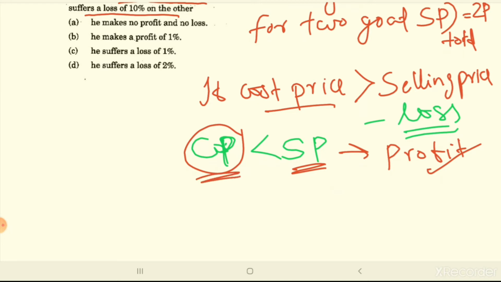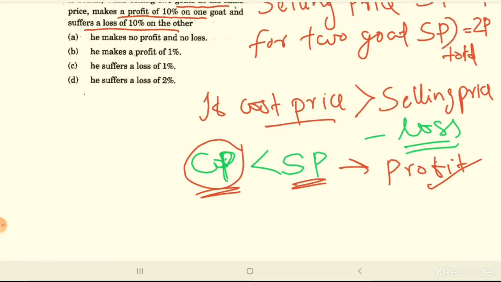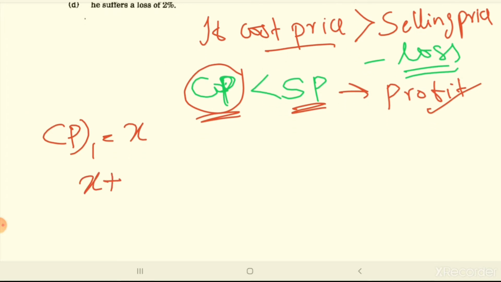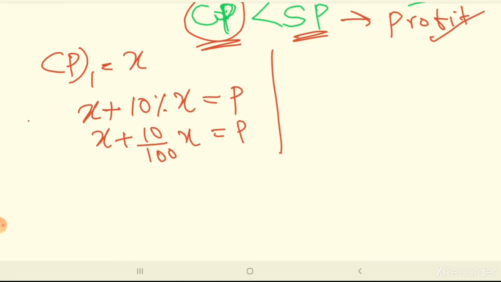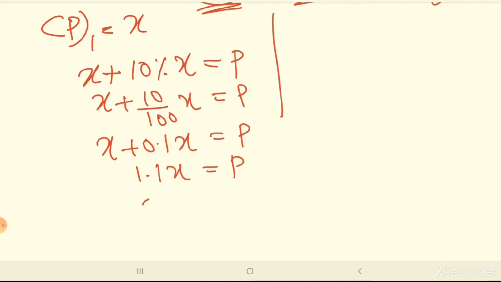So to find the cost price, let us take the cost price of the first goat equal to X. Then adding 10% profit, he sold it for P. This we can write as x plus 10 by 100 x equal to P. Simplifying this we get x plus 0.1x equal to P, 1.1x equal to P. Taking this 1.1 to the right side, x equal to the cost price of the first goat equal to P divided by 1.1.